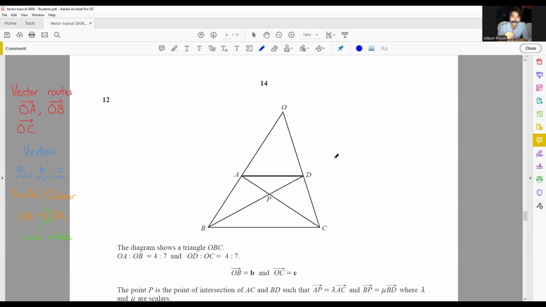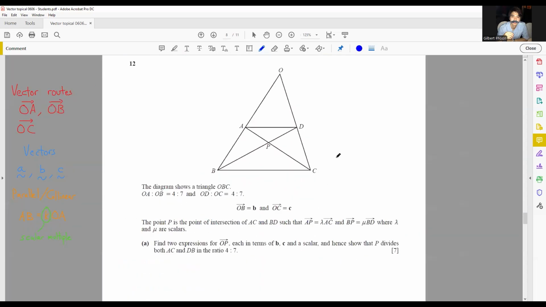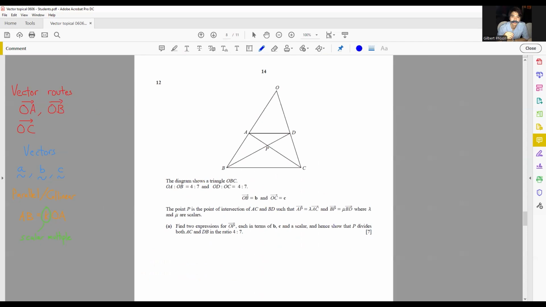Okay, next question. The diagram shows a triangle OBC. OA to OB is 4 to 7. OD to OC is 4 to 7. So let's write that down. OA to OB is 4 to 7, which means this is 4 parts here and this is 3 parts here. Same thing over here. OD to OC is 4 parts here and 3 parts here.